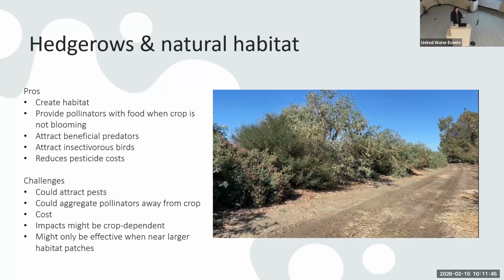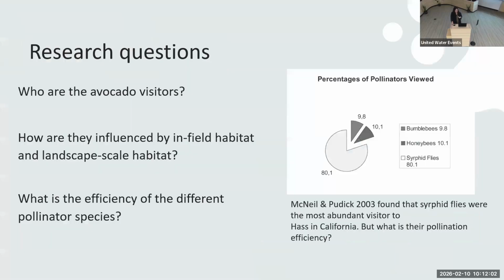There's other pros and cons to these hedgerows and natural habitat patches. They could be attracting predators that provide pest control, insectivorous birds. Overall it's just a positive for the environment to create habitat, but they can be costly. They might only work in certain contexts, like when there's a lot of natural habitat nearby, and they could be attracting pests as well. So, we don't entirely know for avocado what role they're playing.